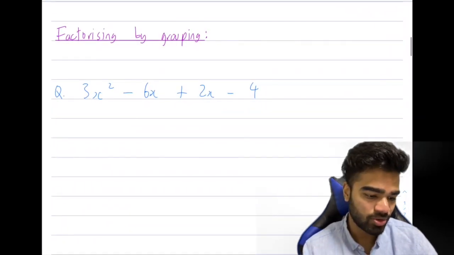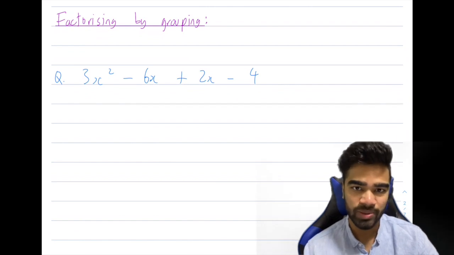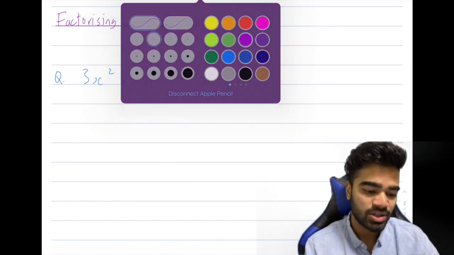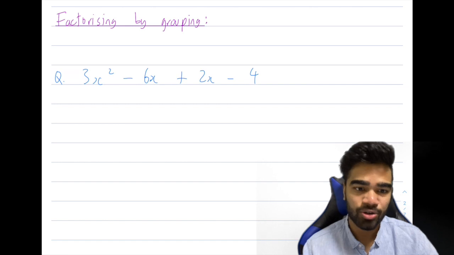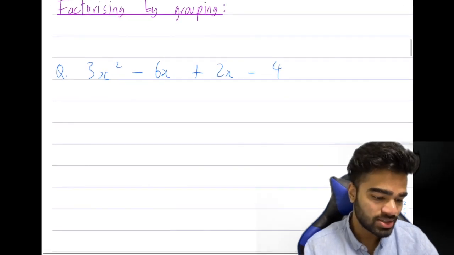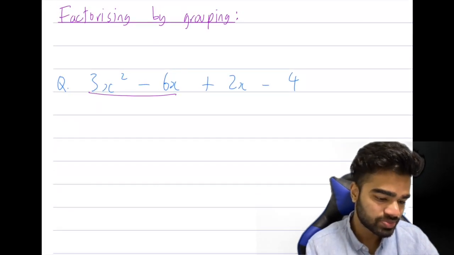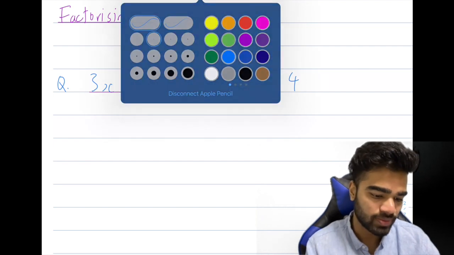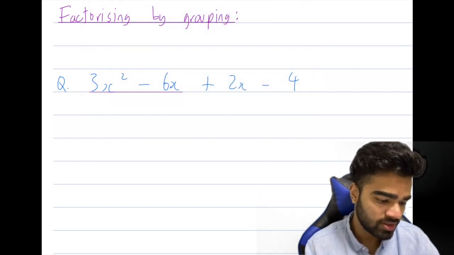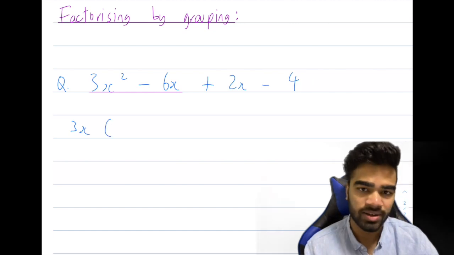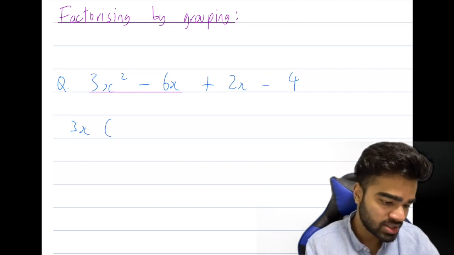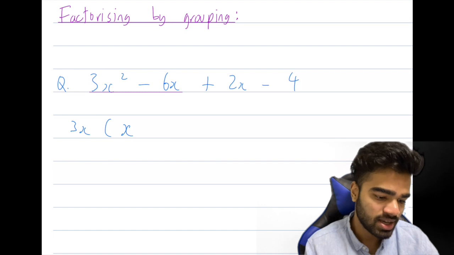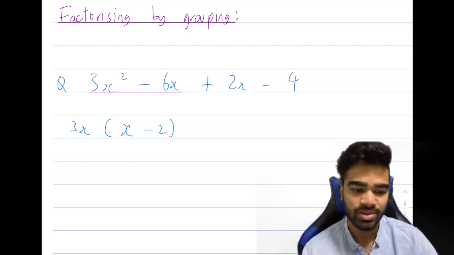Now, there's another form of factorizing. It's called factorizing by grouping. Okay, so when it says do this question by factorizing by grouping, this is what you do. What you do, guys, is you take the first two terms. So 3x squared minus 6x, and you factorize the first two, right? What's the common factor in both of them? It's 3x, right? And what's inside the brackets? 3x squared divided by 3x is x. Negative 6x divided by 3x is minus 2. Okay, so you take out 3x.